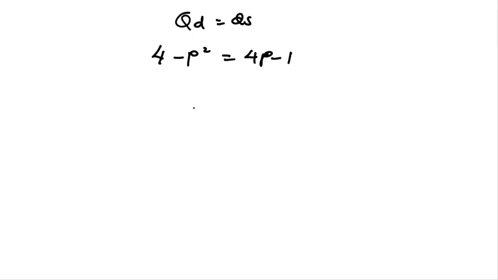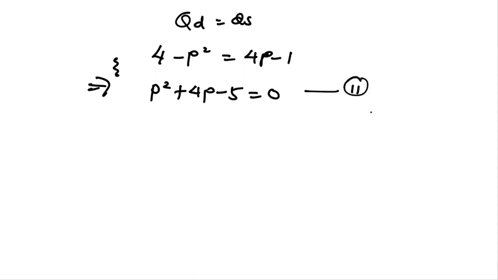Now, if we rearrange it, we can get something like this. You try it at home, but I jump the steps in the middle here. So here, we're going to get P squared plus 4P minus 5 equals 0. Let's call this expression 11. The issue here is that you can see we are talking about a quadratic equation because it equals 0.